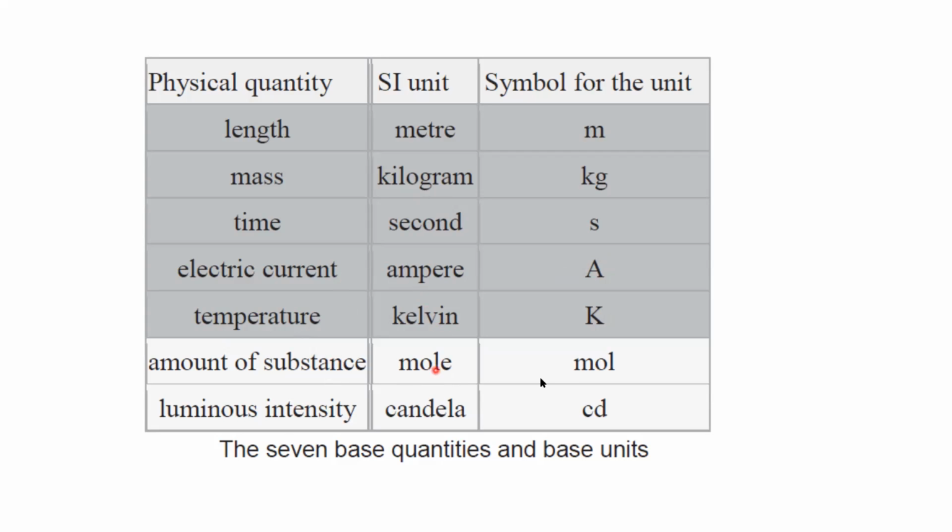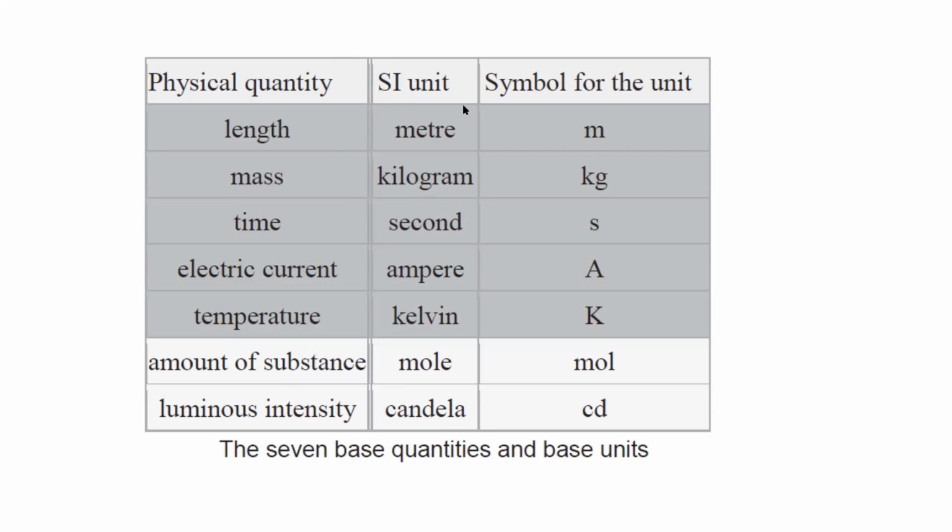Amount of substance, mole, denoted by mol. And light intensity or luminous intensity, the unit is candela, denoted by cd. The reason why the first five are in a gray shade is because these five are important that you have to learn or memorize. You should know all seven of them, but you should learn the first five of them.